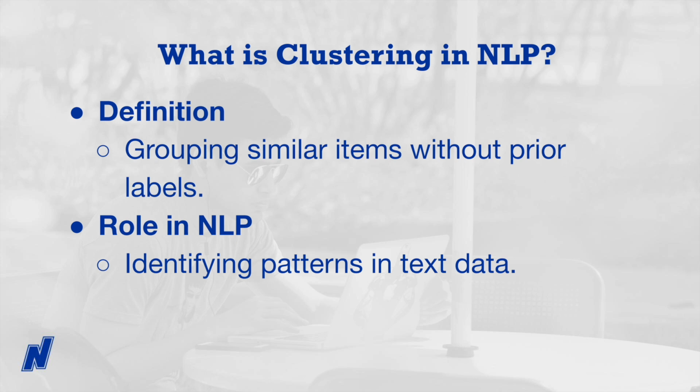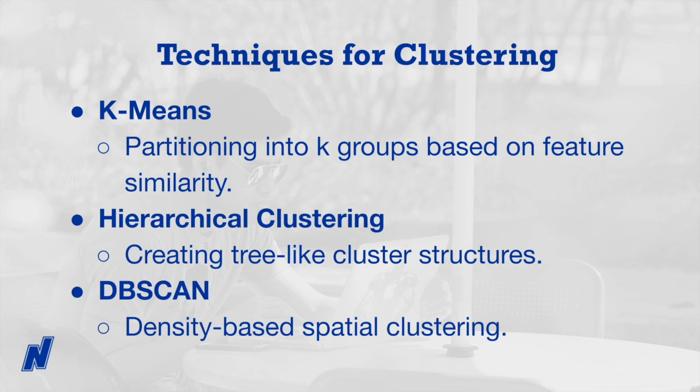Let's review some common clustering techniques. Three popular clustering techniques: K-means partitions data into K groups based on similarity. It's simple yet effective for tasks like grouping sentiment in reviews. Hierarchical clustering builds a tree of clusters, useful for visualizing relationships between groups. DBSCAN identifies clusters of varying densities, making it ideal for noisy data. These techniques are widely used in NLP tasks, from organizing user queries to building recommendation systems.